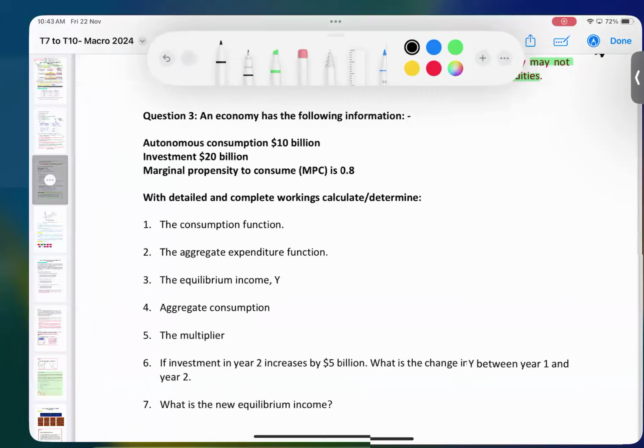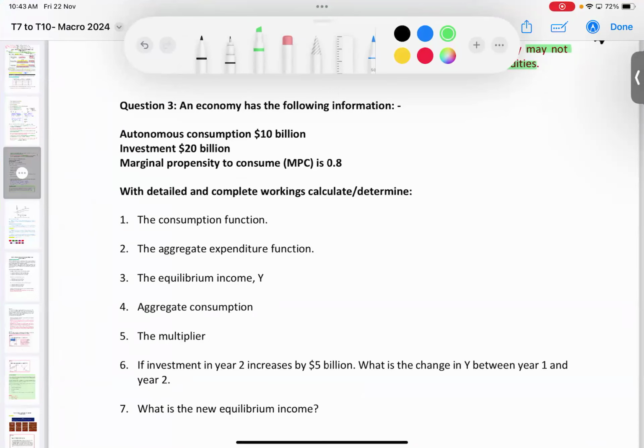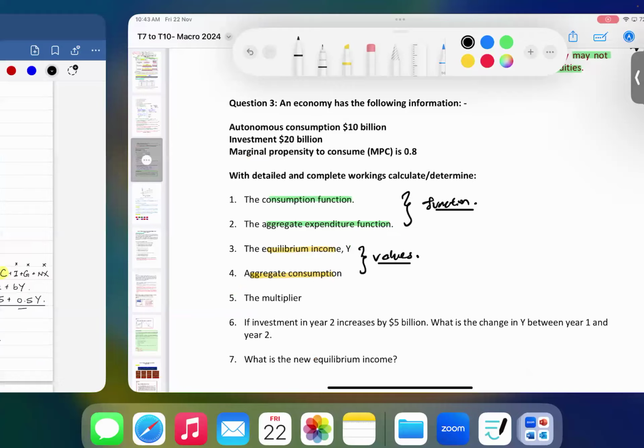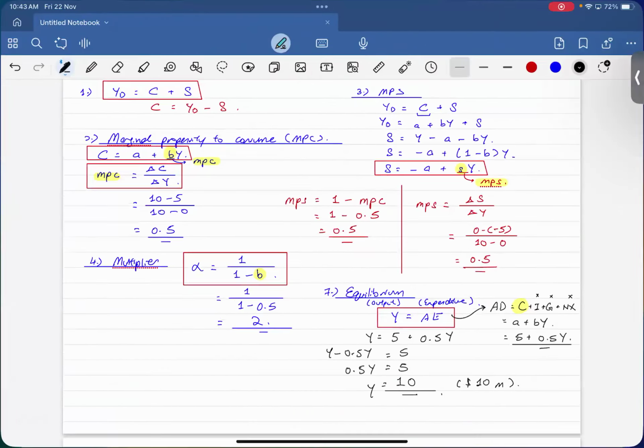Now the first question: calculate the consumption function and aggregate expenditure function. Remember, when they say function, that means you keep your answer as a function. If I say calculate equilibrium income or aggregate consumption, all these mean in the form of values. See the difference? One is function, the other one is values. Okay, so let's open a new page.